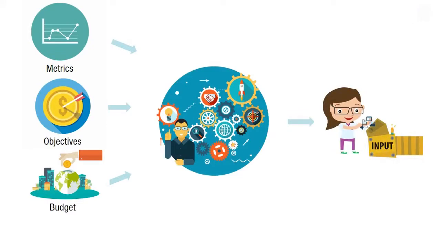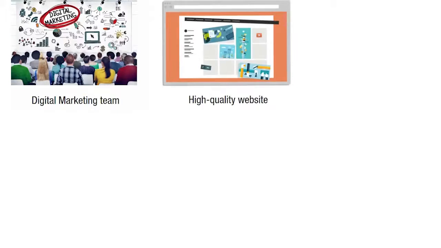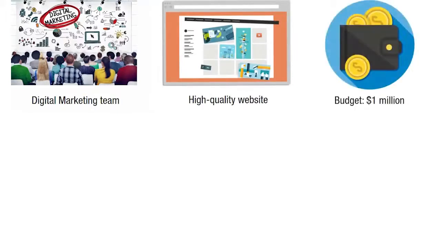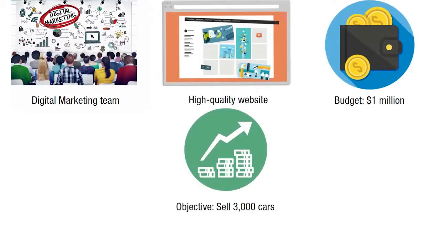Marketing aspect level. The metrics, objectives, and budgets allocated to each of the marketing aspects become inputs for those aspects. For example, the digital marketing team may decide to create a high-quality website with their budget of $1 million with an objective of selling 3,000 cars.